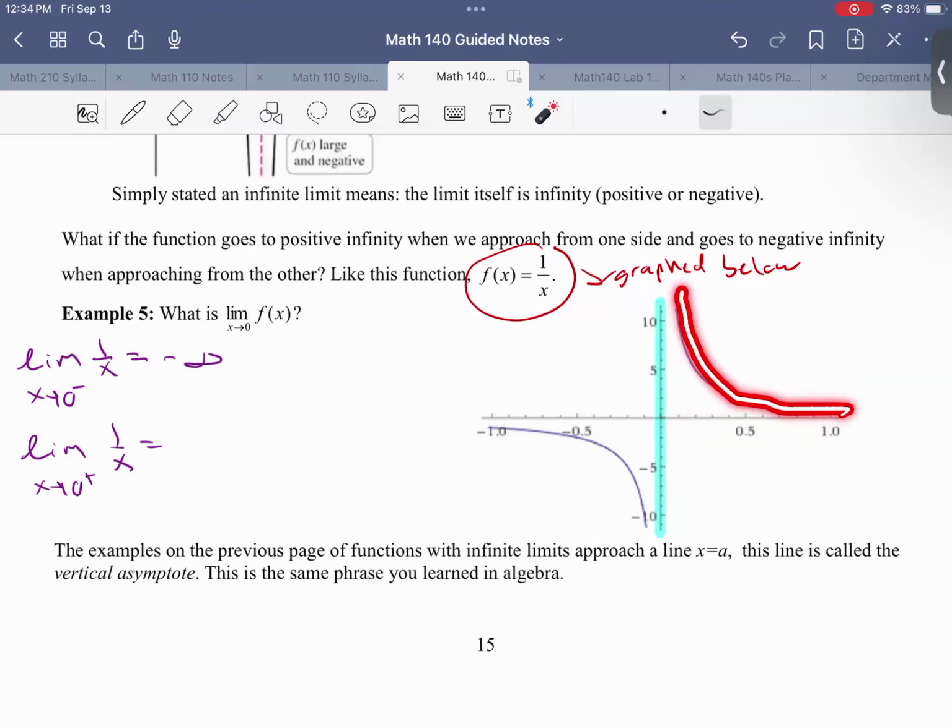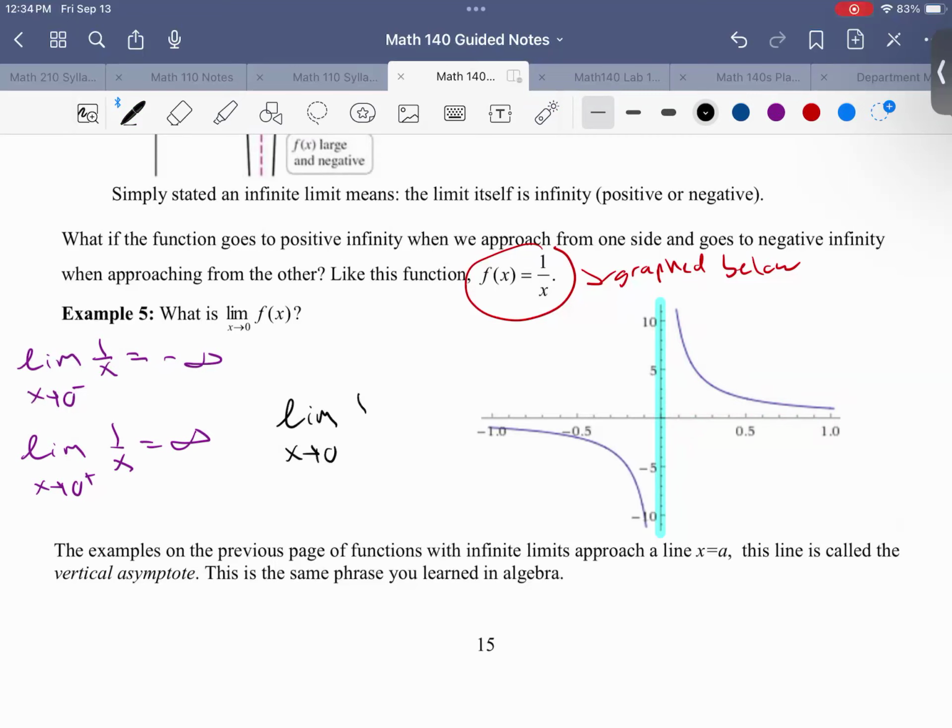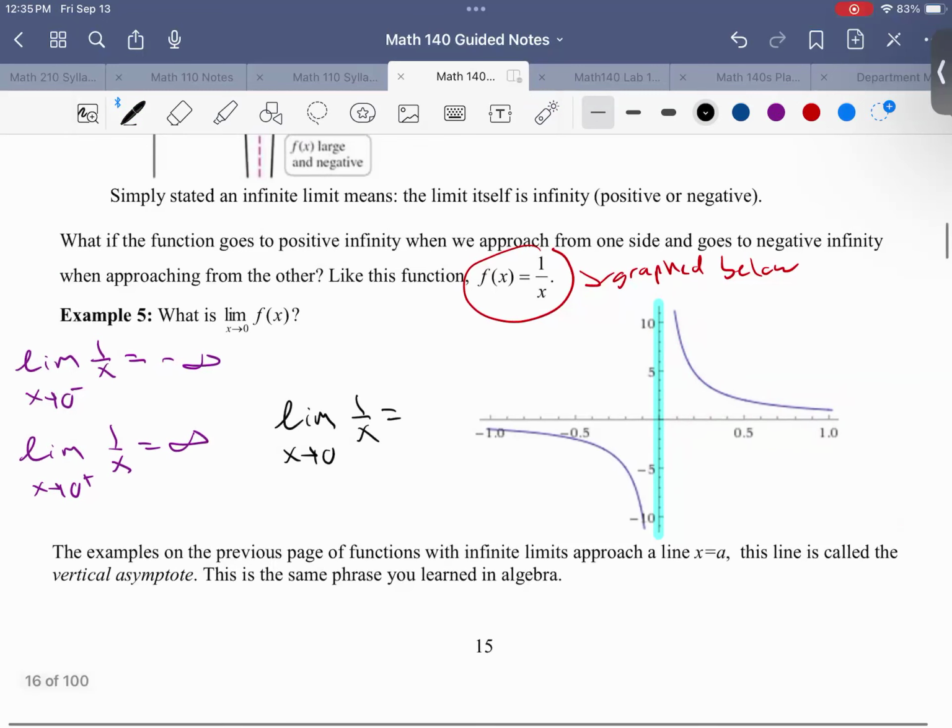I'm going up to positive infinity. I'm shooting all the way up there. So I'm going to positive infinity. So remember, our left and right limits need to equal each other. So altogether, the limit as x approaches 0 of 1 over x, our left and right don't equal each other. One's negative, one's positive infinity. So this also just does not exist. Left and right limits don't equal each other.